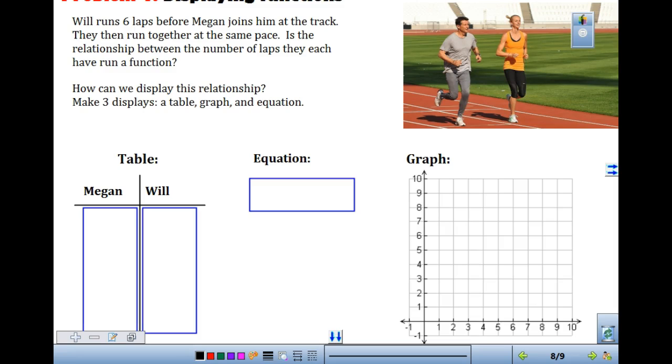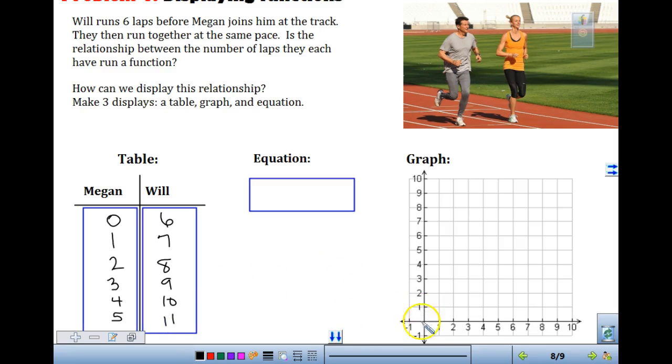Will runs 6 laps more than Megan, and Megan joins him at the track. They run together at the same pace. The relationship between the number of laps that they each run is a function. So let's make our table of values. Megan has run 0 laps when she gets there. Will has run 6. Once she has run a lap, he's run 7. So fill in the rest of your table. Let's go up to 5. Just fill in your table.